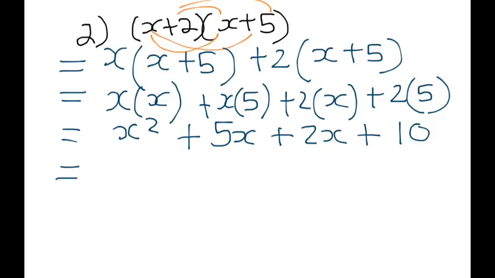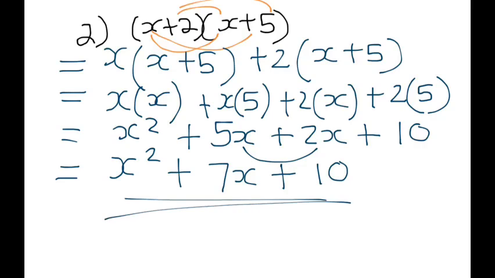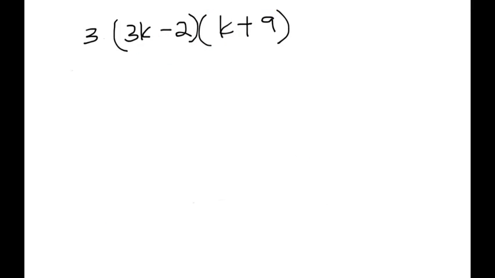Now we need to gather all the information to make it a bit more simple. So we have your x to the power of 2 plus your 5x plus your 2x, this is your 7x, plus your final 10. That is your final answer. We move on to number 3.